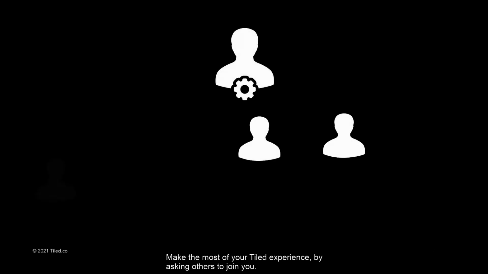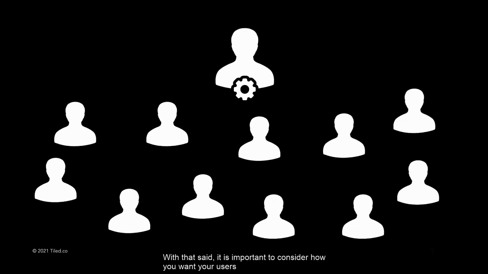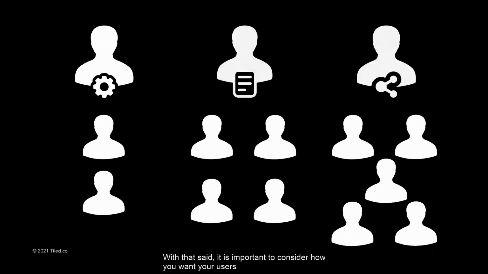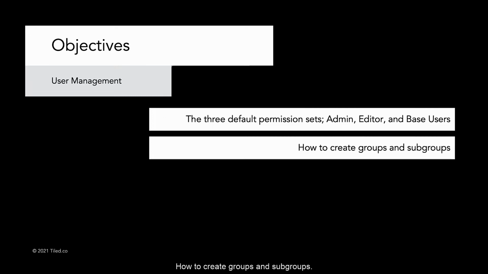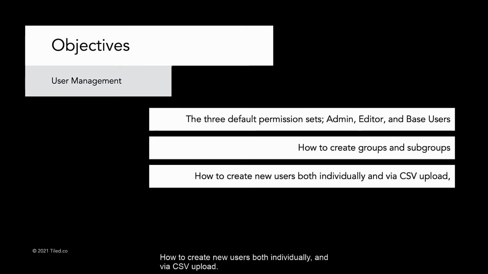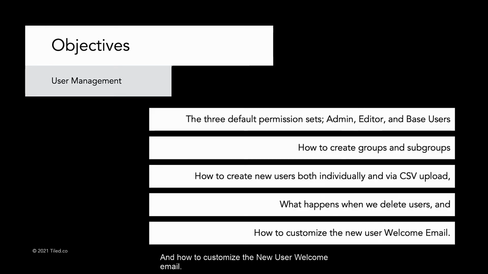Make the most of your Tiled experience by asking others to join you. Adding users is a pretty simple process. With that said, it is important to consider how you want your users to interact with Tiled and the resulting micro app. In this video, we're going to learn the 3 default permission sets: admin, editor, and base user, how to create groups and subgroups, how to create new users both individually and via CSV upload, what happens when we delete a user, and how to customize the new user welcome email.